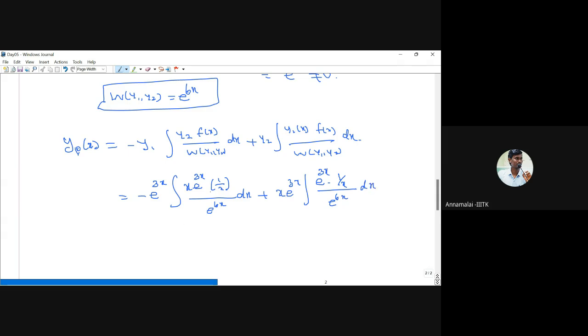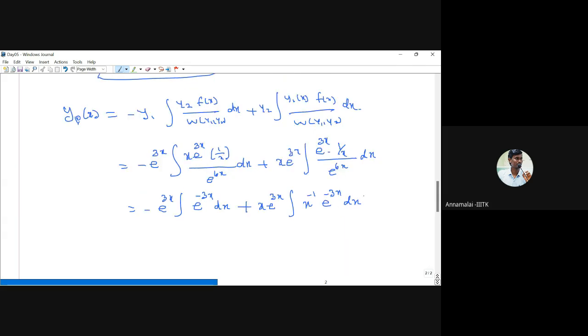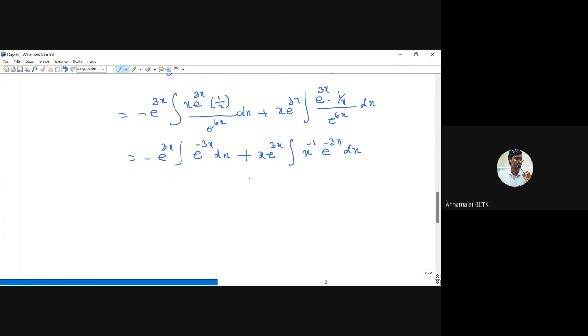So you can cancel this x in the first integration and then take this e power 6x to the numerator. We get minus e power 3x integral e power 3x, e power minus 6x, you get e power minus 3x into dx. You can cancel the x. Plus x into e power 3x integral x power minus 1, because 1 by x is x power minus 1, e power minus 3x into dx. Because if you take the e power 6x to the numerator, we get this one.